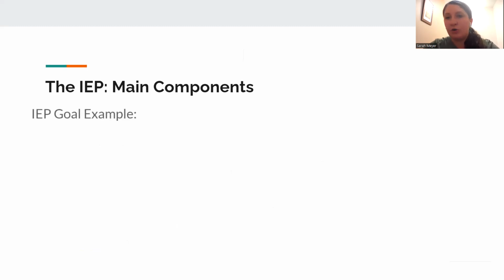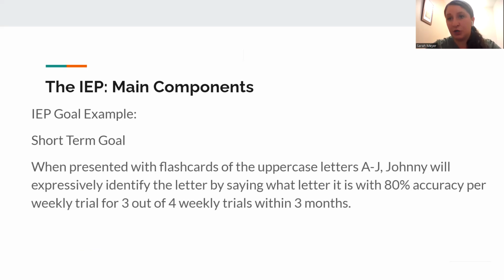Now that's a pretty lengthy goal and there's a lot of skills to be addressed there. So that's when we really take a look at those short-term goals. An example of a short-term goal that would go with the long-term goal we just read is: when presented with flashcards of the uppercase letters A through J, Johnny will expressively identify the letter by saying what letter it is with 80% accuracy per weekly trial for 3 out of 4 weekly trials within 3 months. So you can see with that, we are decreasing the amount that's being asked of the child, and we're really targeting specific areas so that we can continue to grow in that goal.